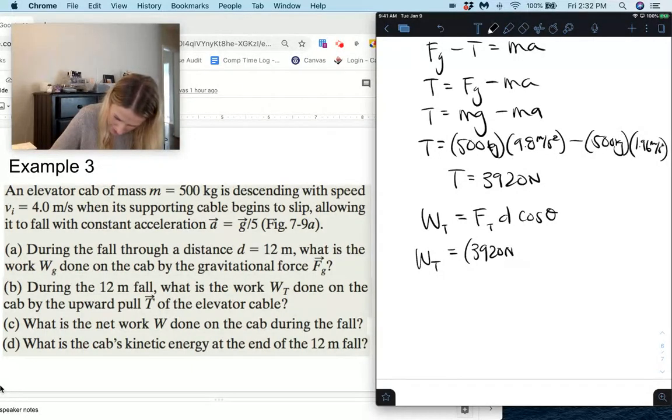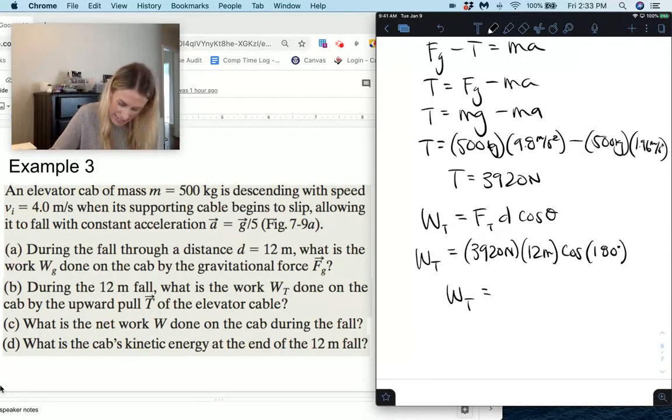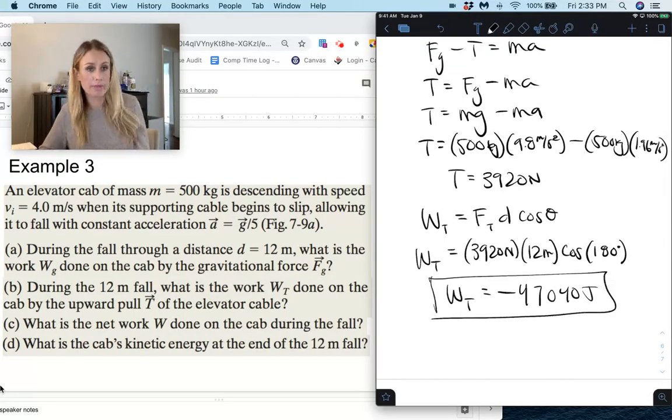So we get the work done by the tension force is equal to the force of tension, 3,920 newtons, times displacement, 12 meters, times the cosine of 180 degrees. So we get 3,920 times 12 times the cosine of 180. And we end up getting work done by tension is negative 47,040 joules. So that's the answer for part B.